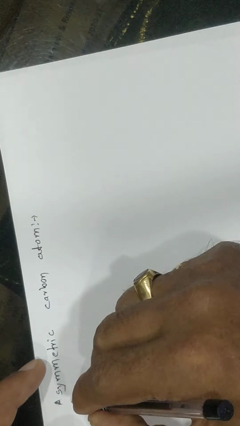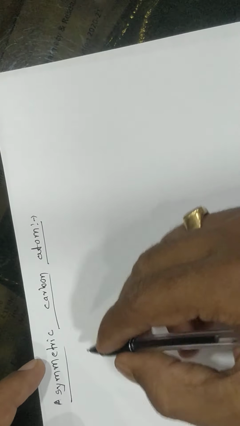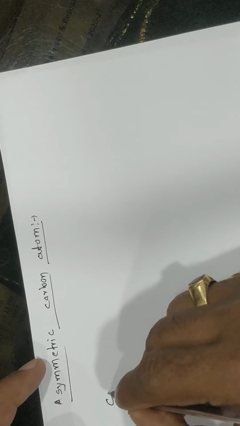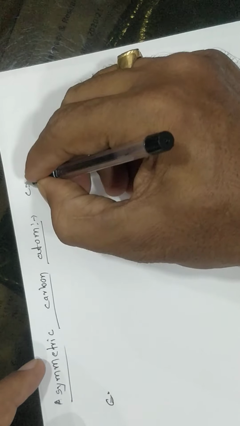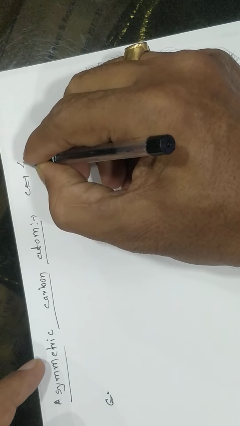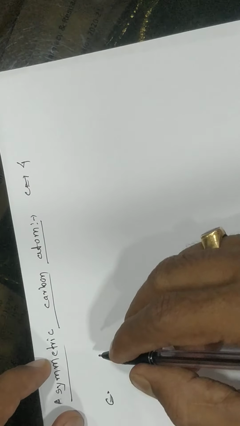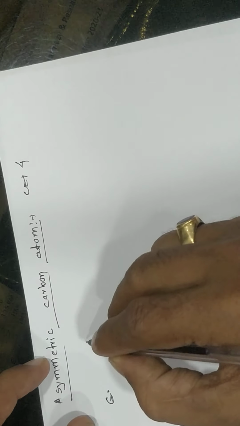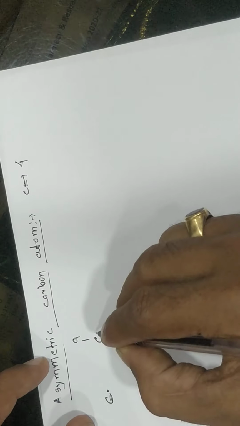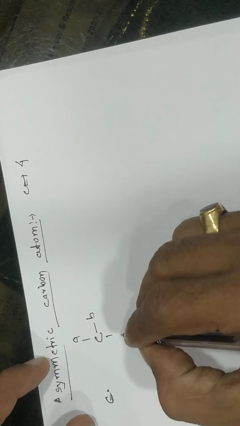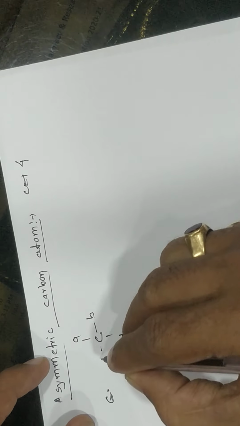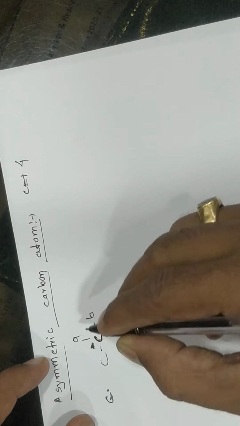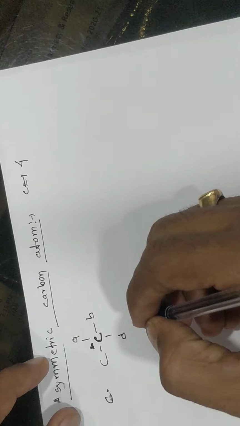Now, asymmetric carbon atom. How much valency does a carbon have? Carbon has a valency of 4. The carbon is joined by four different groups. A carbon joined to different groups is called an asymmetric carbon atom.